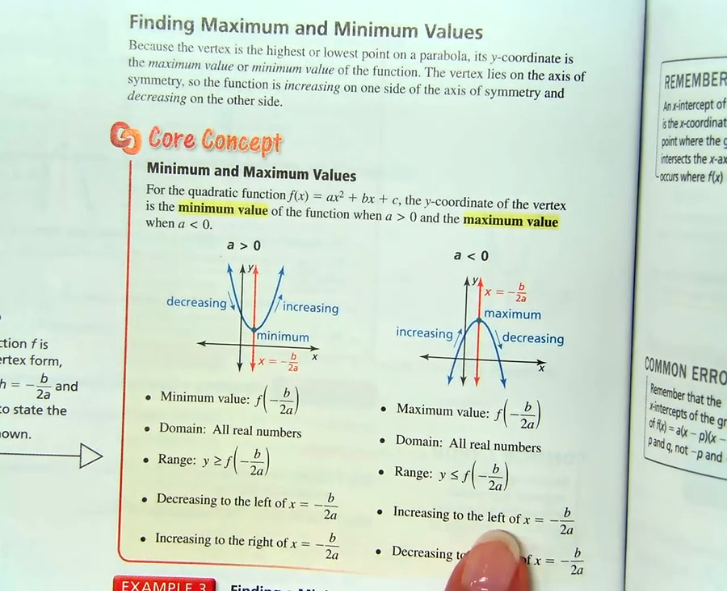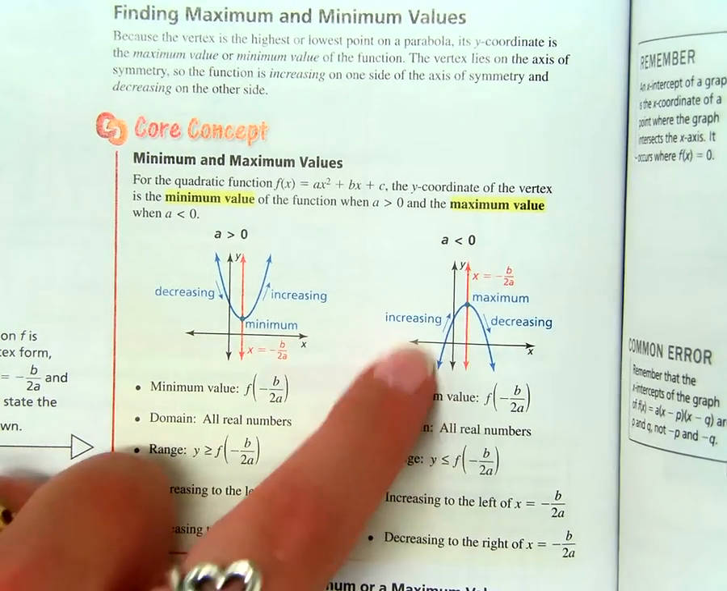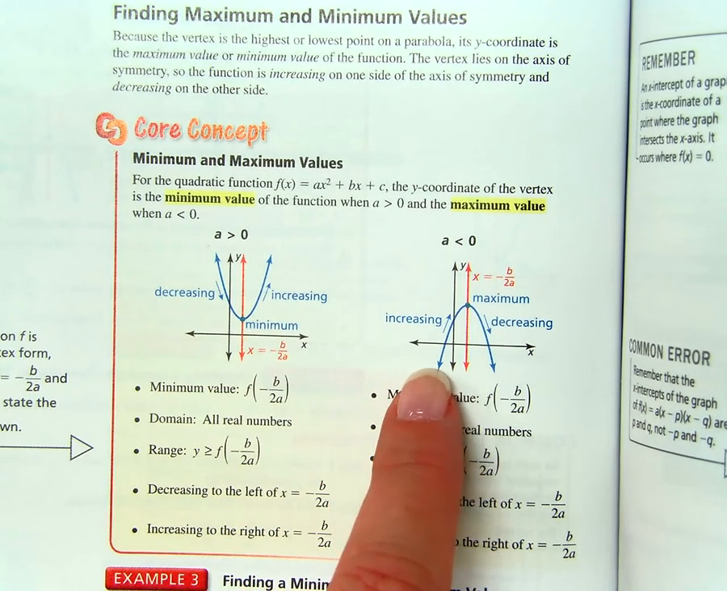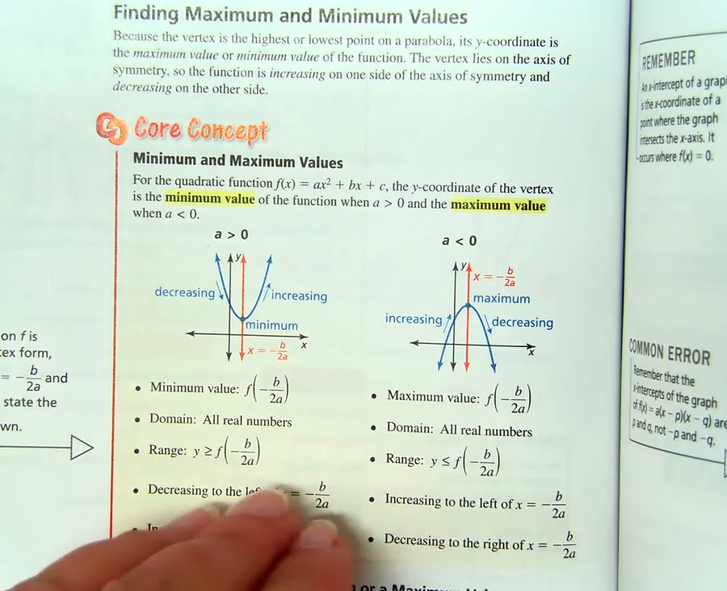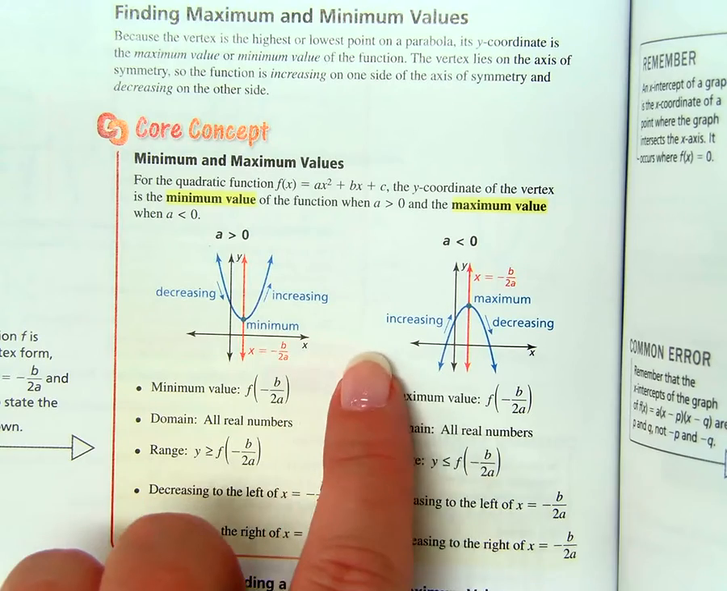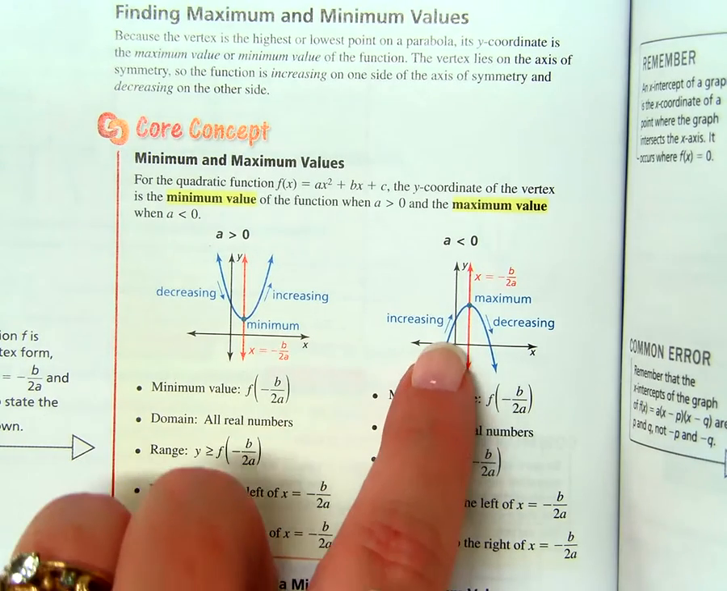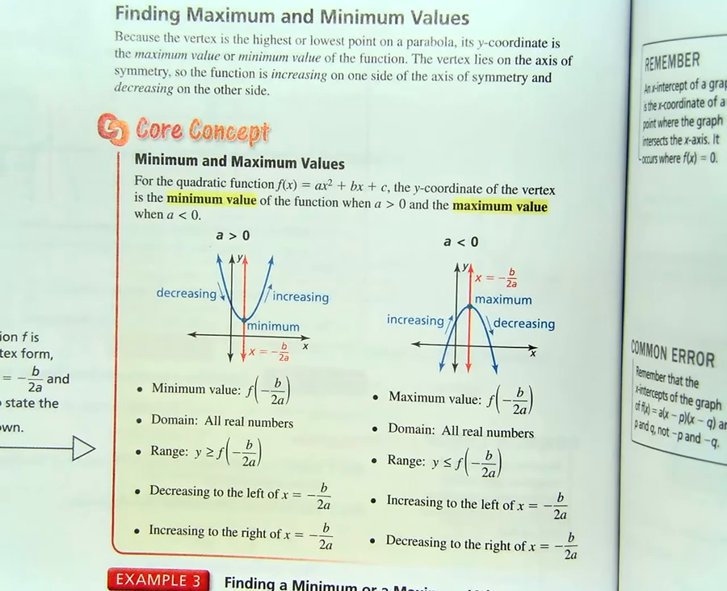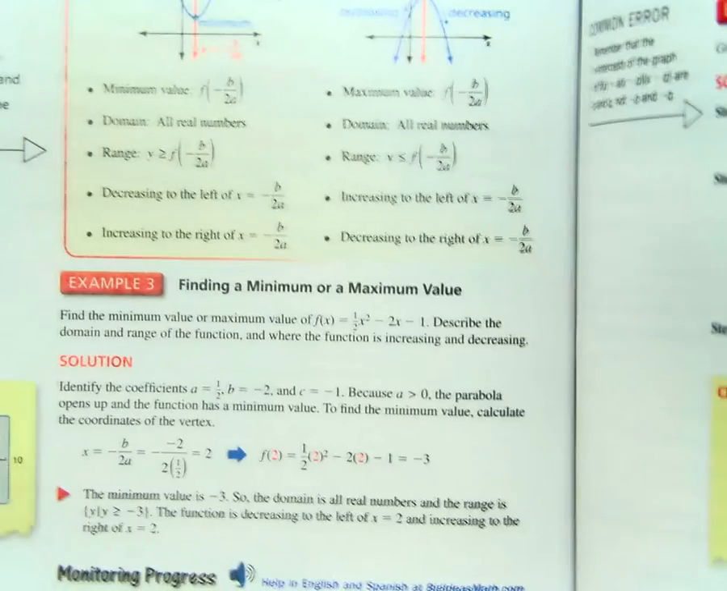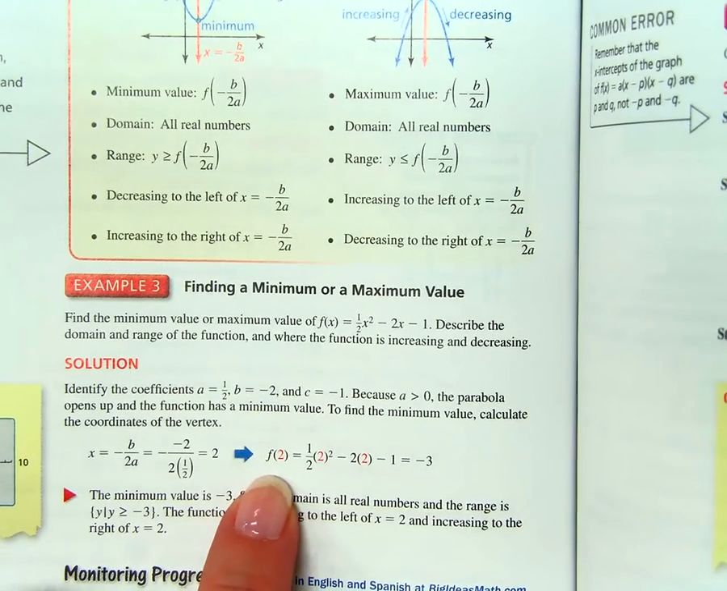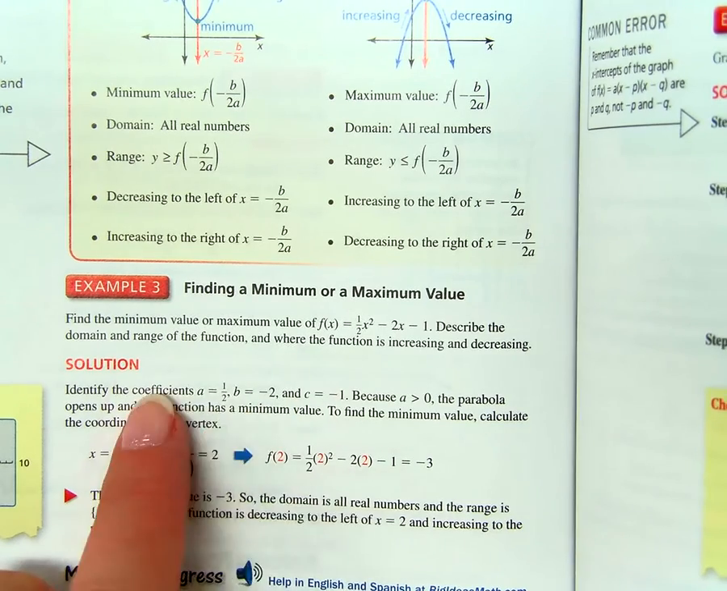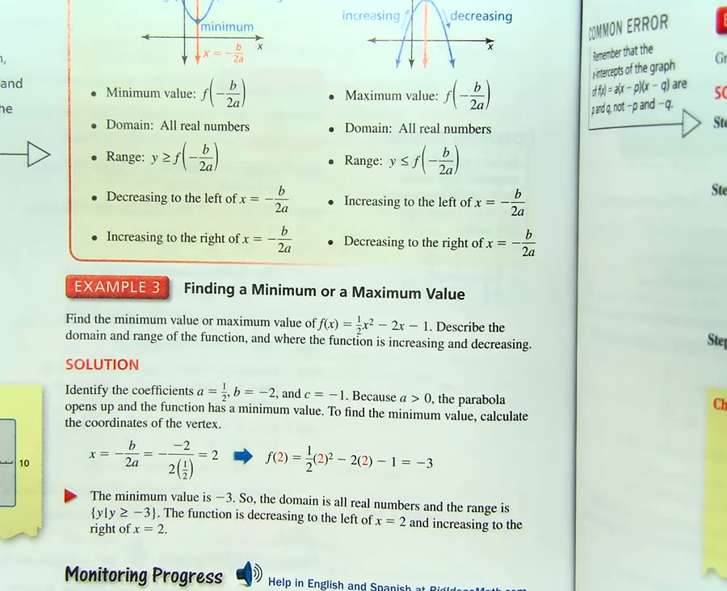Okay? Same way here on this parabola that's opening down. As we're reading from left to right, so as we're moving from left to right, this value is increasing up until the maximum, and then it decreases, okay? You can look through the example here on this page if you would like to figure out how to find a minimum or maximum value. But please know that all you're really finding is the vertex.